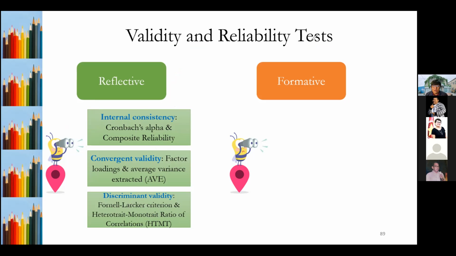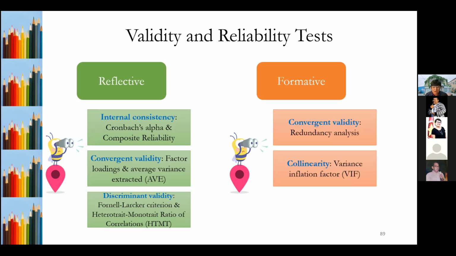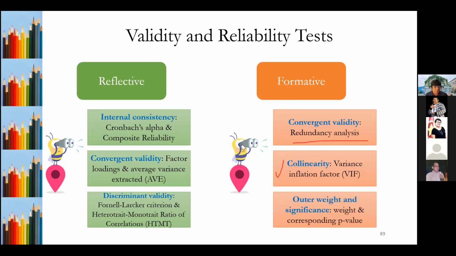On the other hand, kapag formative ang ating construct, magkaiba din ang kanyang validity and reliability testing. These are the requirements for formative construct. Number one, convergent validity, which is the use of redundancy analysis. Number two is measurement of multicollinearity problem, or simply collinearity, using variance inflation factor. And number three, we have outer weights and their corresponding significance. Here, we try to measure yung tinatawag nating factor weights and their corresponding P value.